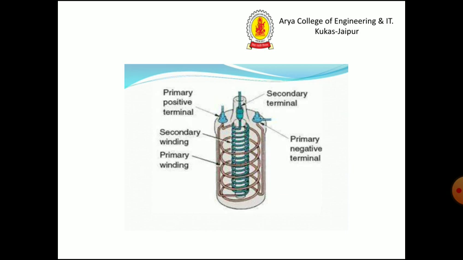This is the general construction of an ignition coil. There is a primary positive terminal and a primary negative terminal, primary winding, secondary winding and secondary terminals.